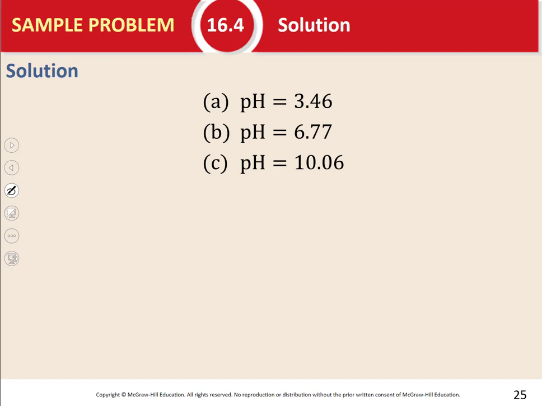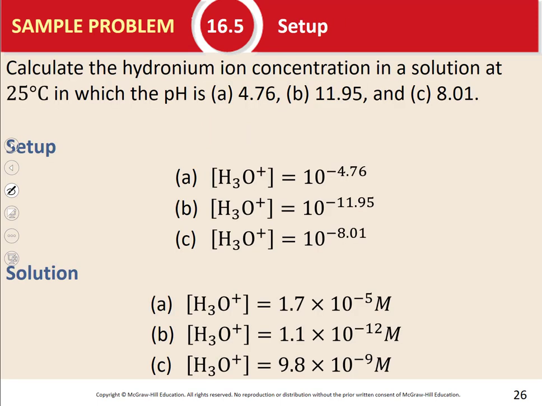Pretty easy so far. We could reverse that, and it's just going to be 10 to the negative pH. Now, because we're reversing it, the number of decimal places and the number that goes into our power is equal to the number of significant figures we get out of it. In this example, 16.5 is on page 726.